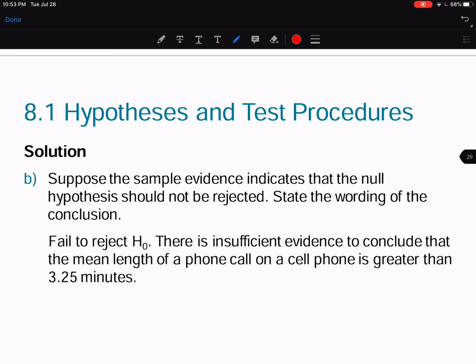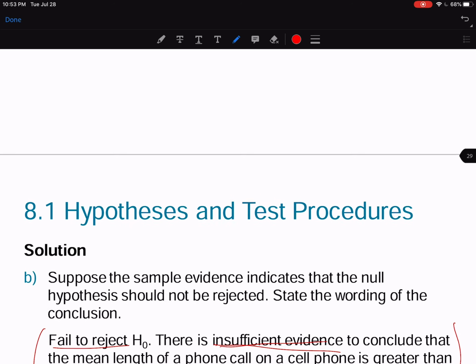Now let's take part B. Suppose the sample evidence indicates the null hypothesis should not be rejected. State the wording of the conclusion. So if we do not reject the null hypothesis, we could say fail to reject, because there is insufficient evidence to conclude that the mean length of a phone call on a cell phone is greater than 3.25 minutes. So that means there is insufficient evidence to support the alternate hypothesis. And this is what your conclusion should look like if you fail to reject the null hypothesis.